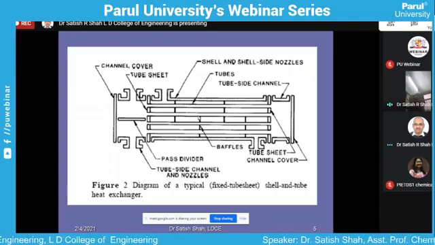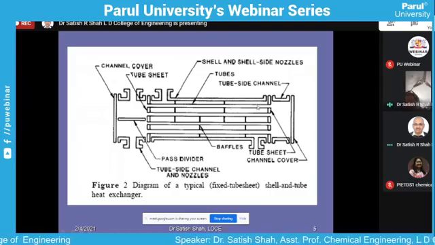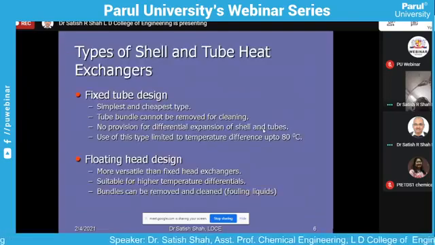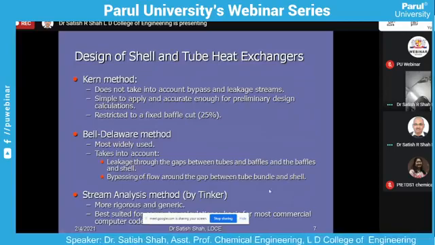So whatever we are assuming and doing design based on our assumption, that is this type of flow, which is known as the B stream according to the Tinker model. But it will not happen all the time. All right, so this is our stream analysis and we'll be doing this.